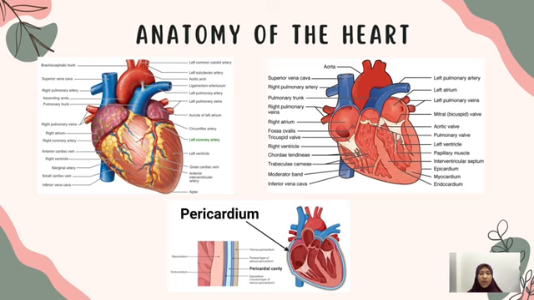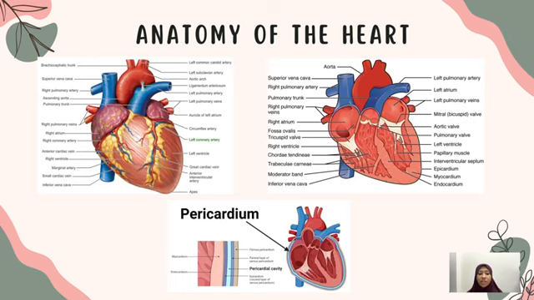The pericardium consists of two main layers. The first one is the fibrous pericardium, the tough outer layer that anchors the heart in place and prevents overdistension. The next is the serous pericardium, which has another two layers. The first layer is the parietal layer that lines the inner surface of the fibrous pericardium. And the next layer is the visceral layer, also known as the epicardium, which lies directly on the surface of the heart. Also, between the parietal and visceral layers is the pericardial cavity, which contains a small amount of pericardial fluid. And this fluid reduces friction during heart movements.